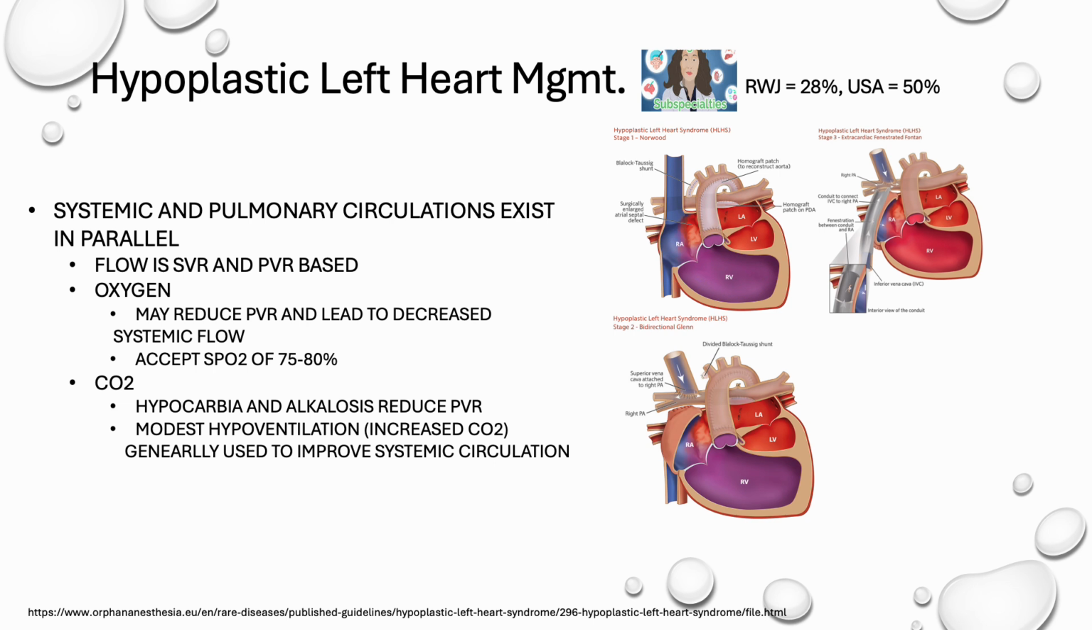In the same way, hypocarbia and alkalosis can reduce PVR, which again increases pulmonary blood flow and reduces systemic flow. Therefore, modest hypoventilation is generally used in order to increase systemic flow by increasing CO2 levels.